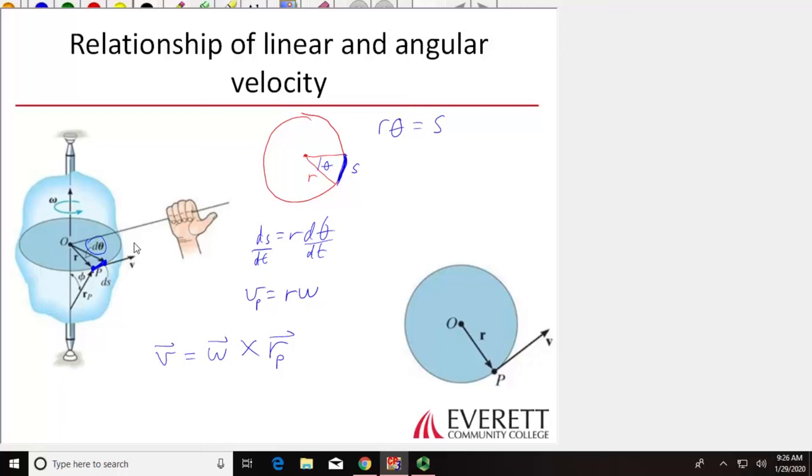Pretty simple relationship. The velocity is equal to r omega. Or the more universal relationship is that the velocity is equal to omega cross r, and that r is kind of a specific r. You can have many different ones, but it has to go from the axis of rotation to the point of interest. Any vector from the axis of rotation to the point of interest, you throw it in that cross product, you'll get the velocity. Okay, that's velocity to rotational velocity, or angular velocity.